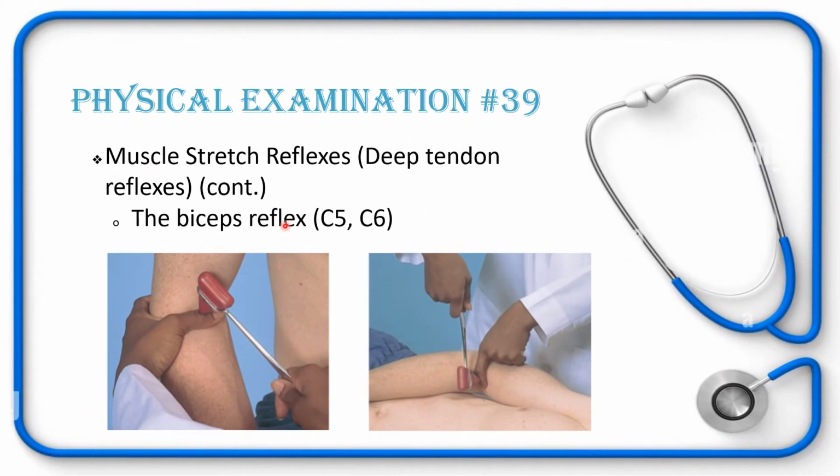Okay, so to continue with our DTR, for the biceps reflex to check for C5 and C6, the patient's elbow should be partially flexed and the forearm pronated with palm down. You can place your thumb or finger firmly on the biceps tendon, as you can see in this picture. Aim the strike with the reflex hammer directly through your digit toward the biceps tendon. You have to observe for flexion at the elbow and watch for and feel the contraction of the biceps muscle.